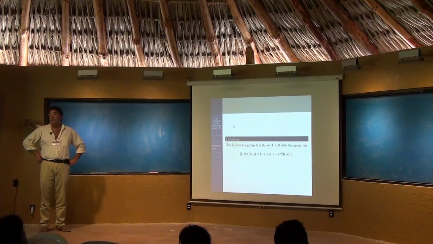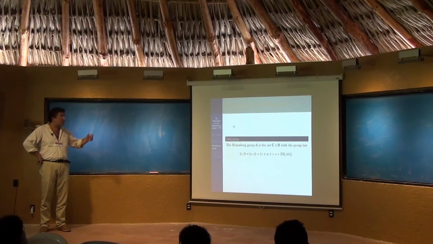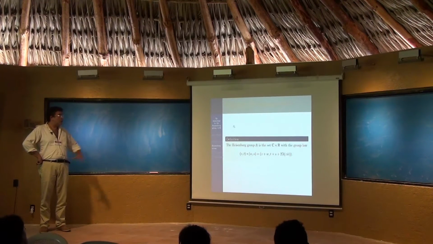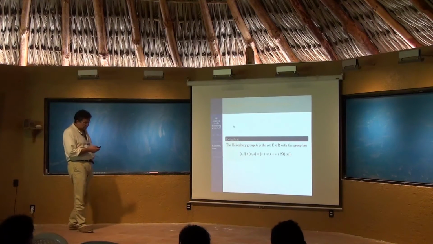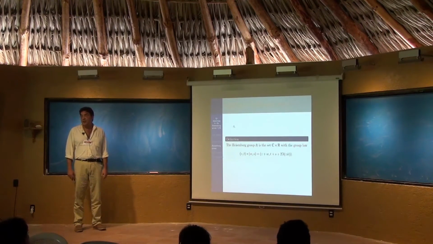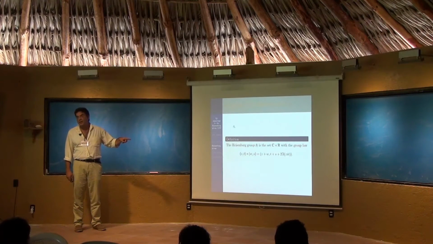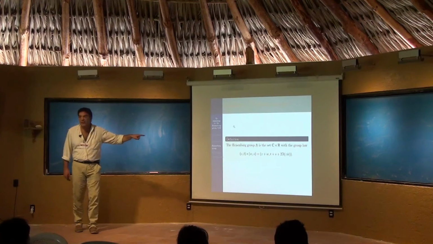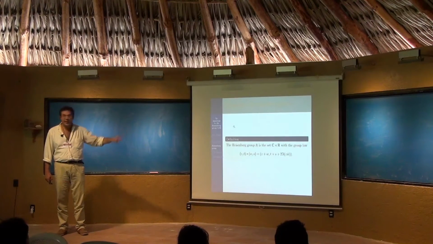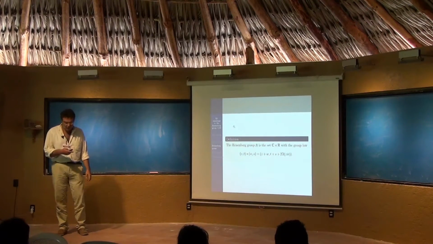Okay, the Heisenberg group. The Heisenberg group can be realized as the set C times R with a group law, this one. So you see, in the first coordinate, it's just addition of complex numbers. In the second coordinate, things get a little bit mixed up. You add the real numbers, but also you add the symplectic form of Z and W.